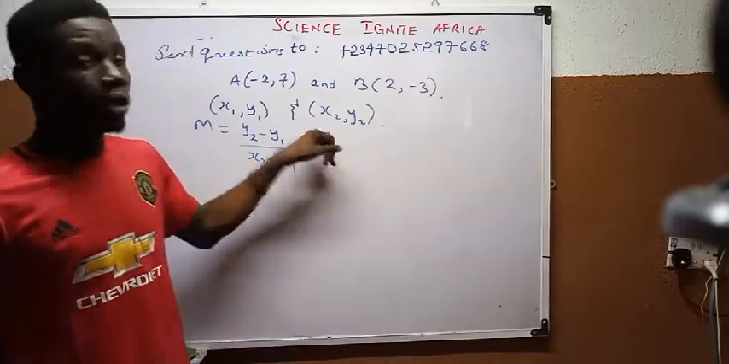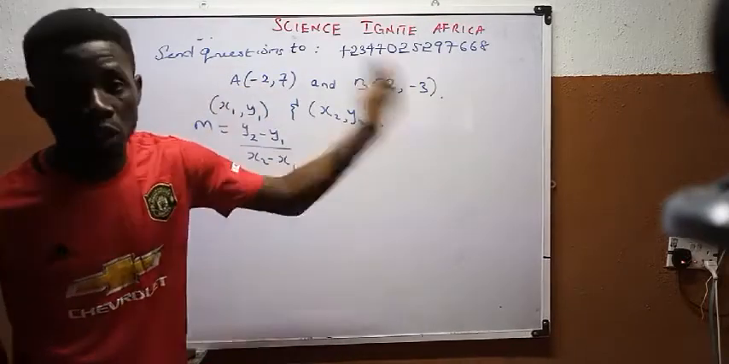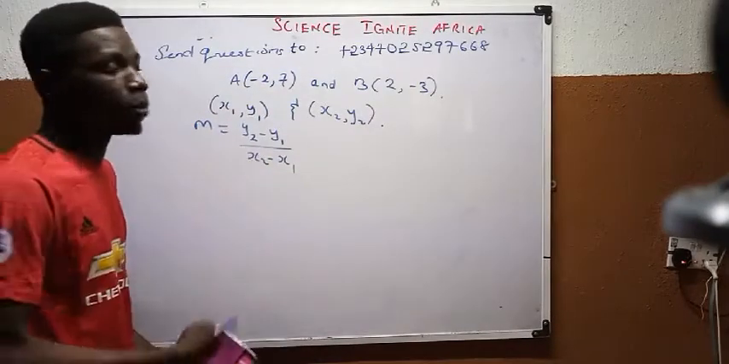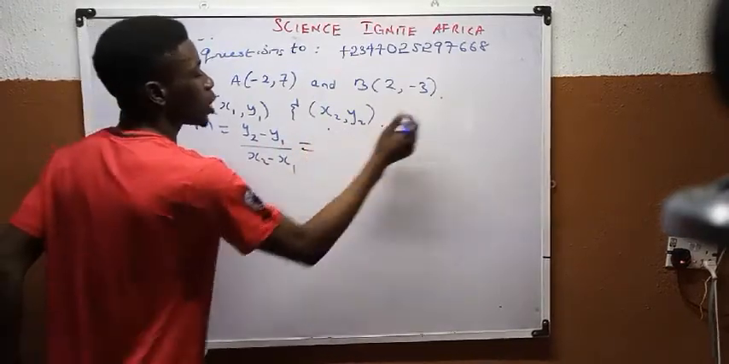Which implies that these 2 points are not the only 2 points that I will use this formula for and I will get this slope. I can still use some other points. That is why there's a general form of this formula which can be written this way, that is choose any.